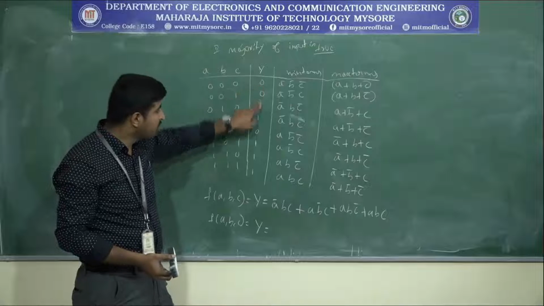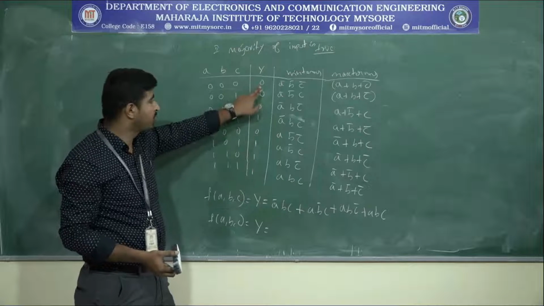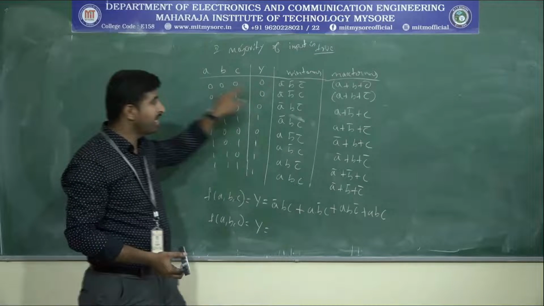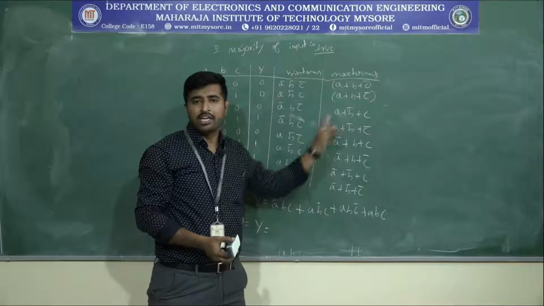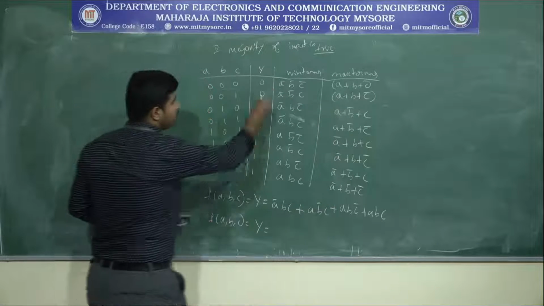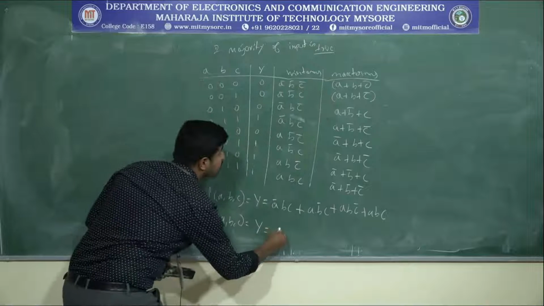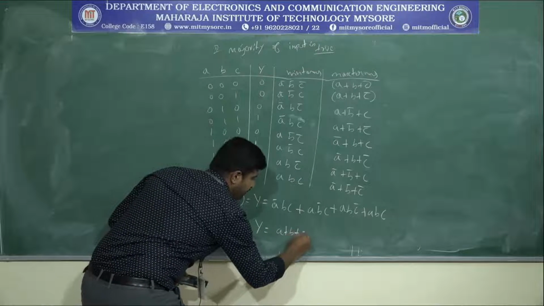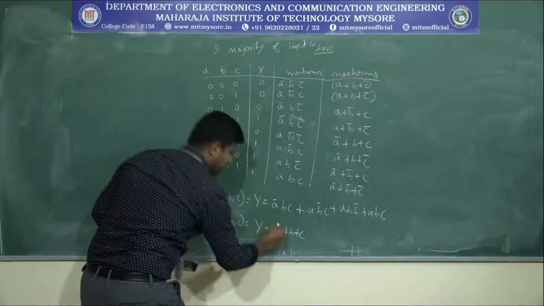We need to look only for the 0 terms. Where the output is 0, we need to look for the corresponding max terms and write the equation. Okay, so 0 is there, so this corresponds to a plus b plus c.